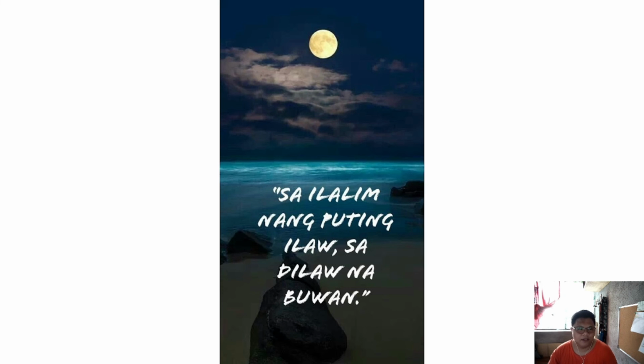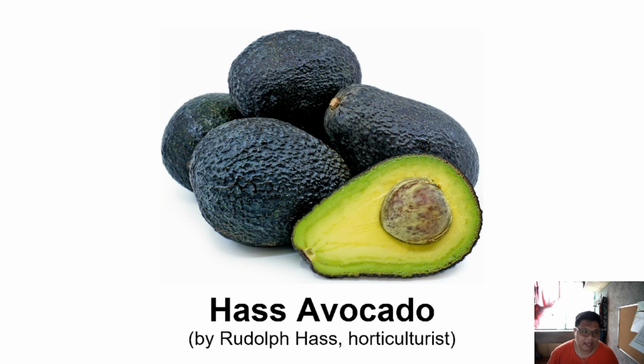Yes, Archie. Okay, very good. This falls under the copyright category. The lyrics "sa ilalim ng", it should be NG. "Sa ilalim ng puting ilaw sa dilaw na buwan", it's a copyrighted lyrics from the song Buwan. Tama ba? Buwan by J.K. Labajo. Tama ba? And then the last one is Hass Avocado by Rudolph Hass, horticulturist.